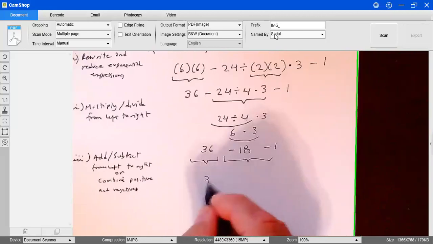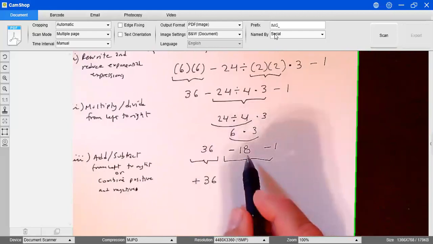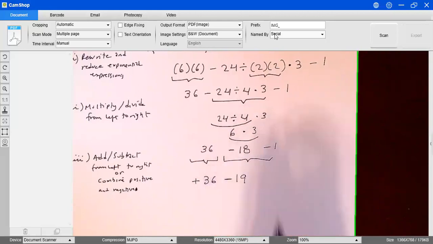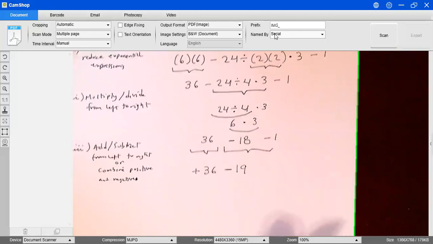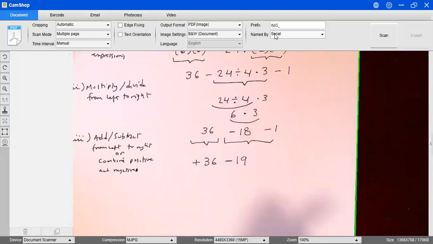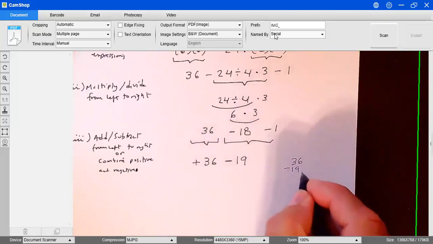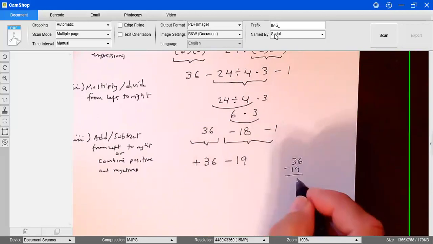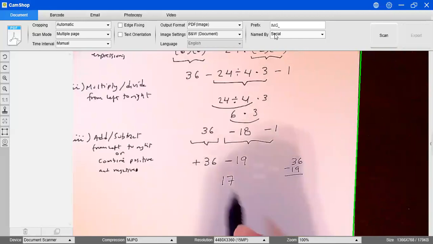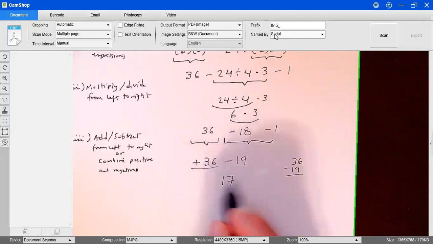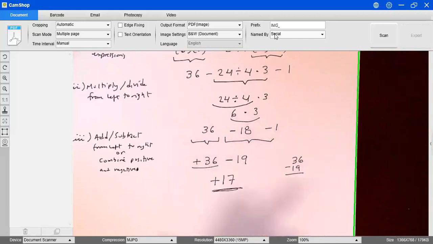So I have only 36, which is positive. I have 2 negatives, 18 and 1 is 19, and they are negatives. So now the last step is just doing this addition of 2 numbers with different signs. So this is 36 minus 19. So this is going to be 17. And we're going to keep the sign of the number with the greatest absolute value, which is this. So the sign is positive. So that's example 4. We're going to continue with more examples.